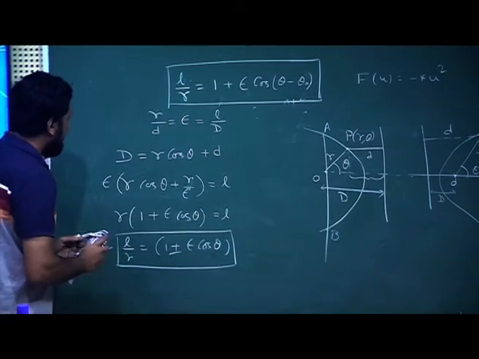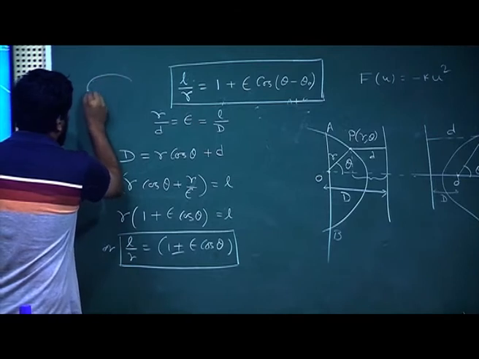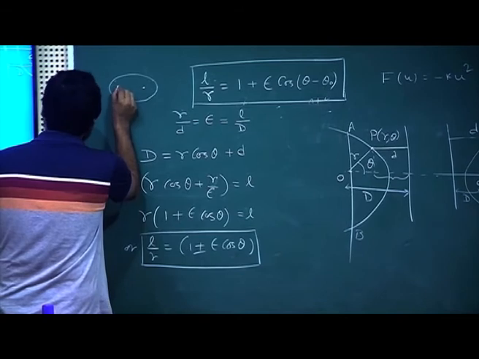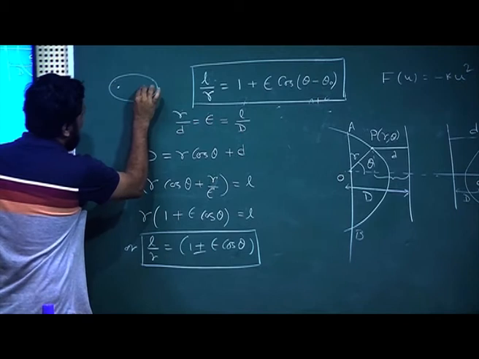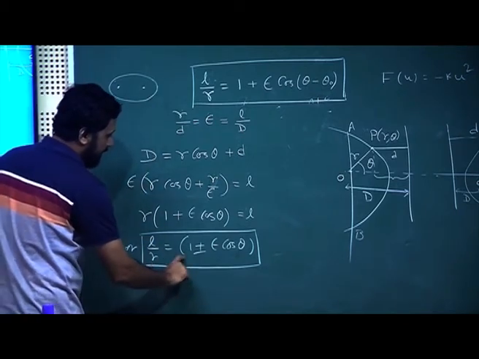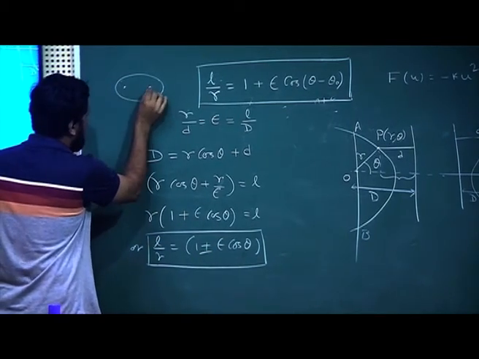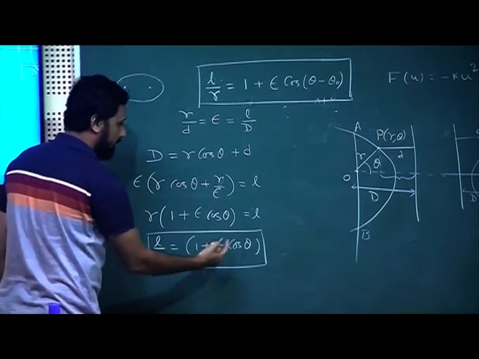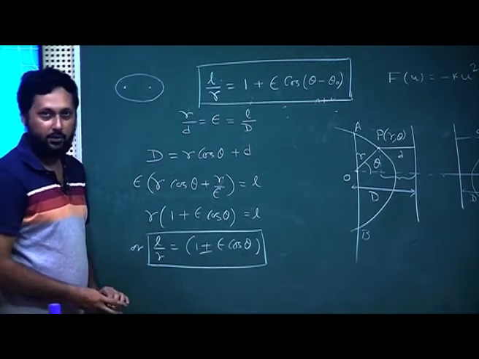We will see later on that, for example, we all know that an ellipse is a symmetric shape where there is one focus here and one focus here. If we take our origin at this position, then we will get an equation of L by R equal to 1 plus epsilon cos theta, whereas if I shift the origin from here to here, we get an equation of the form L by R equal to 1 minus epsilon cos theta. So, both of these are valid forms of the conic section equation.